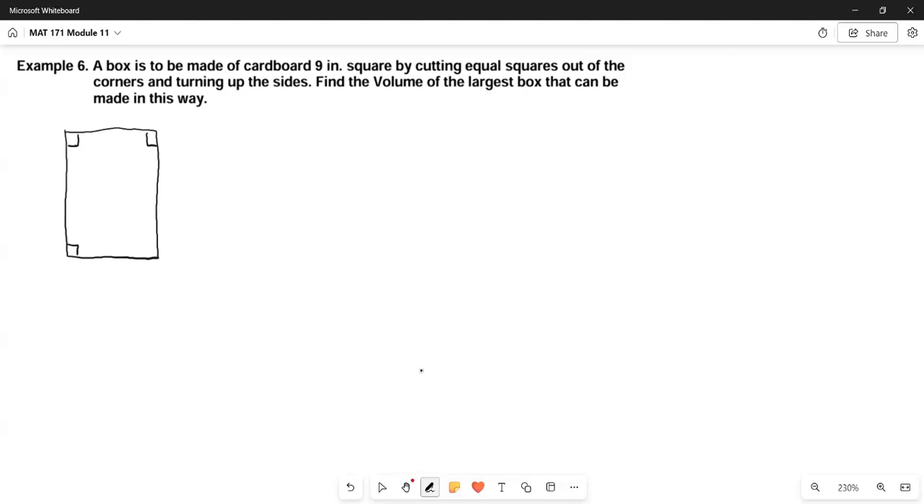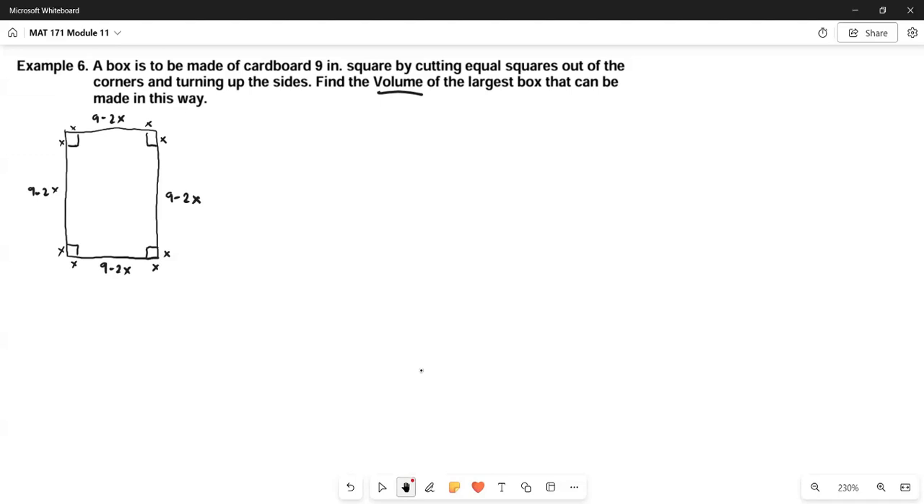And then iset natin na x yan lahat. Since square kasi yan, so x yung dimension niya, both length and width. Itong natitira sa gitna, ito ay 9 minus 2x, ito ay 9 minus 2x, ito din is 9 minus 2x. Itong nasa baba is 9 minus 2x din. So yun yung given sa atin, yung 9. Tapos ano yung unknown? Yung volume. Yung maximum volume or largest volume na box na pwedeng magawa considering ganito yung setup natin.